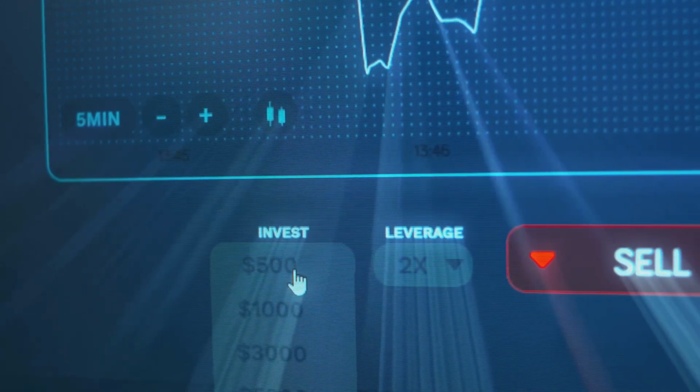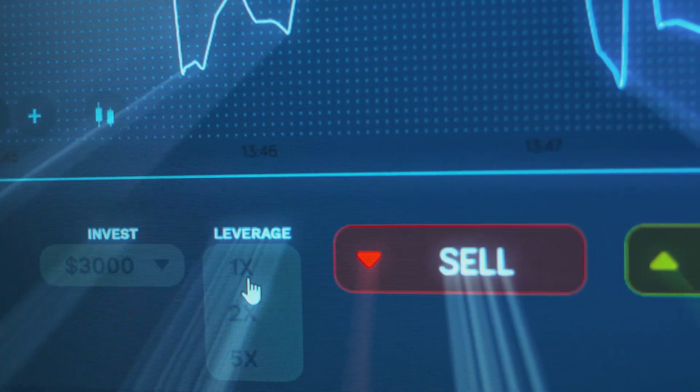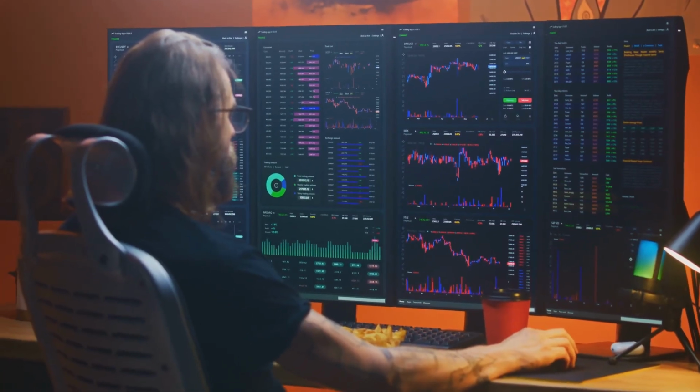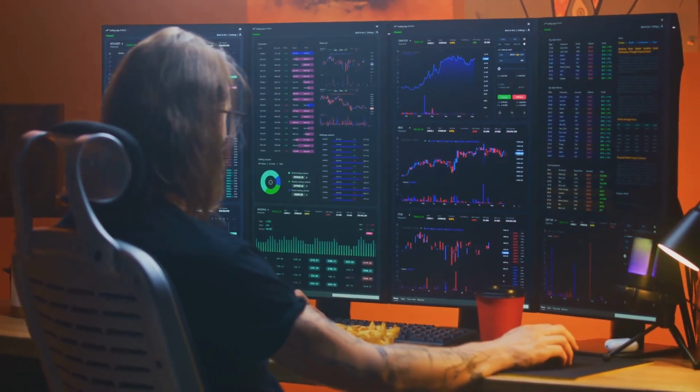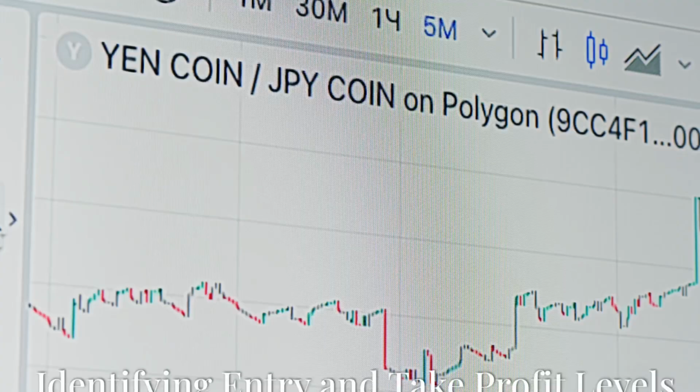It's important to note that no trading strategy can guarantee profits, and losses are a part of trading. However, by understanding and utilizing sell signals effectively, traders can increase their chances of success in the Forex market.